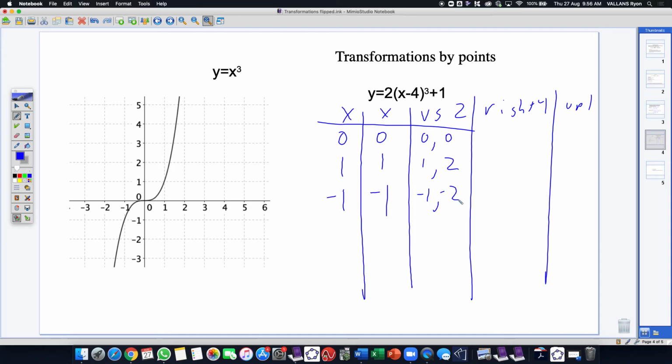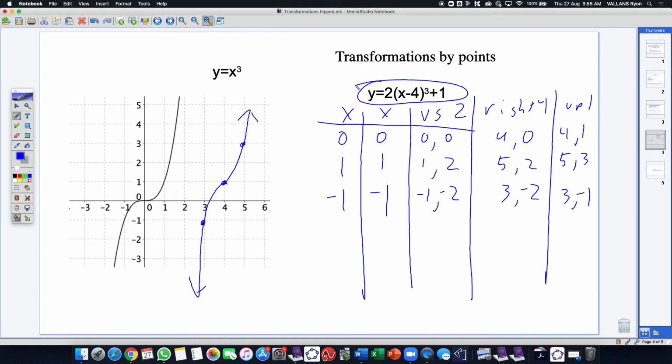Then I go right 4, which is changing my x's. I go 4, 0. I go 5, 2. And I go 3, -2. Then I go up 1, which is 4, 1, 5, 3, and 3, -1. So my new graph would be over 4 up 1. It would be over 5 up 3. And over 3 down 1. That is how we would graph this through just transformations.